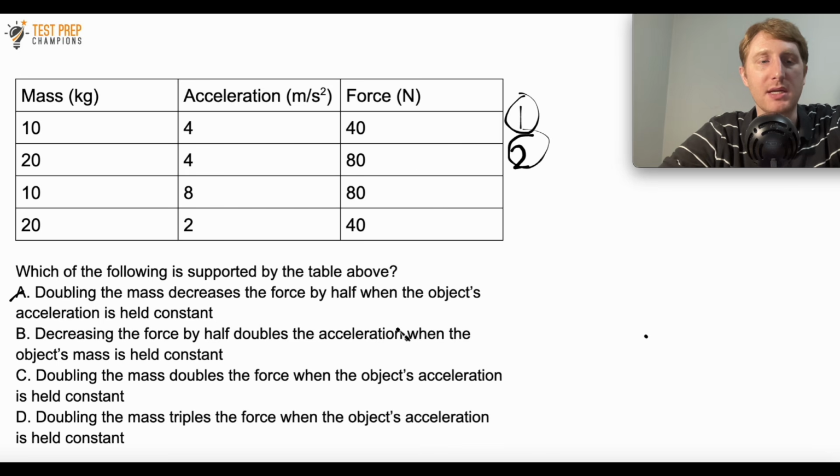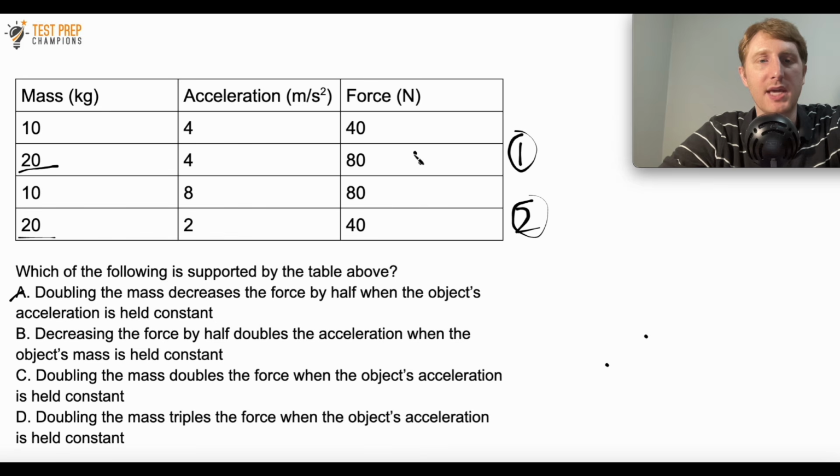So what about B? Decreasing the force by half doubles the acceleration when the object's mass is held constant. So this first one right here with the 20, I'm going to call this case 1 this time. And this one down here with the 20 for mass, I'm going to call case 2. Now it says decreasing the force by half doubles the acceleration. Let's see if that's true. So we see here that in case 2, the force was 40, and in case 1, the force was 80.